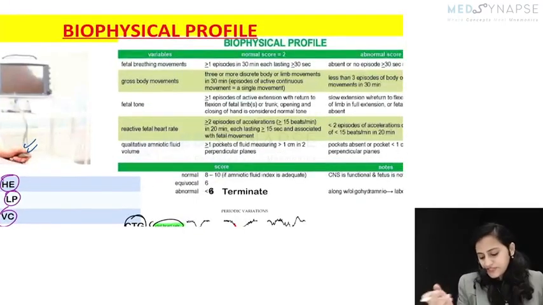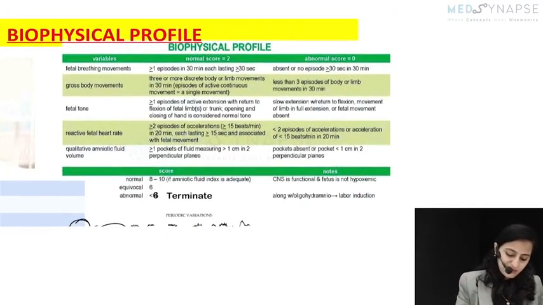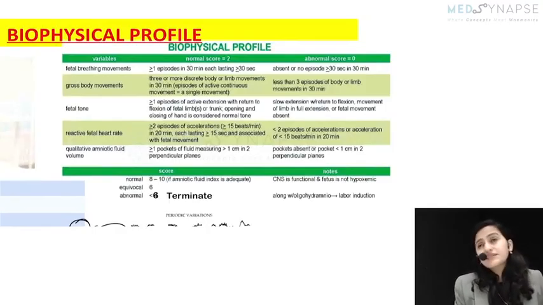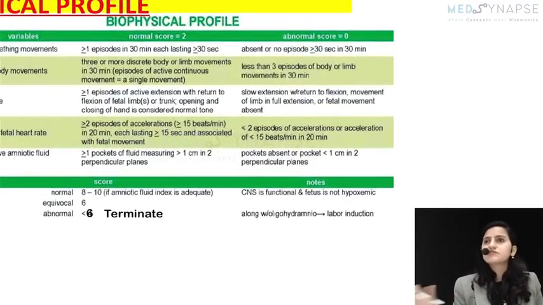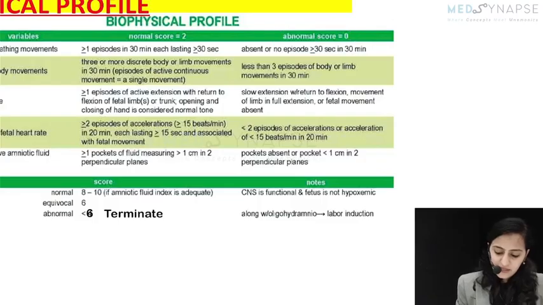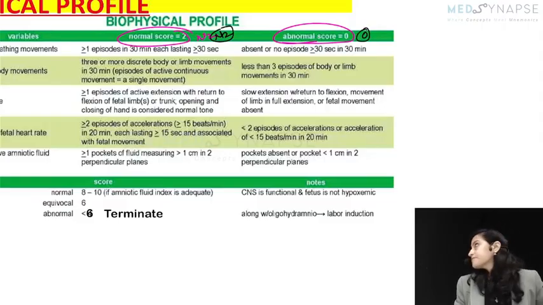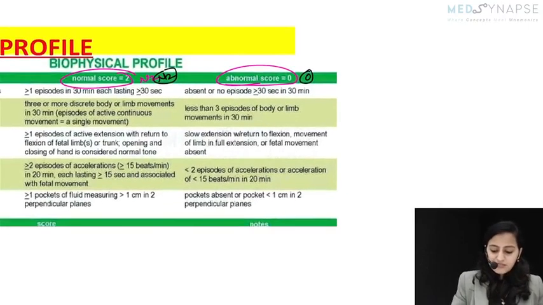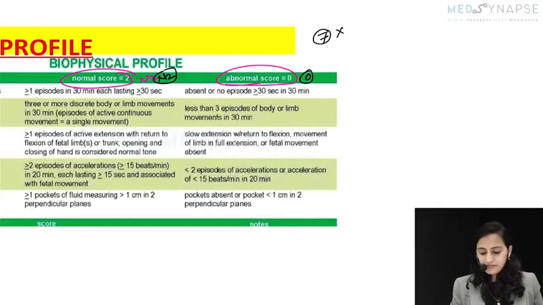In your biophysical profile, you have the 5 parameters. Remember, the scoring is given as 0 and 2. It is just 0 and 2. Normal is 2. Abnormal is 0. So can you have a biophysical score of 7? No. It has to be an even number.